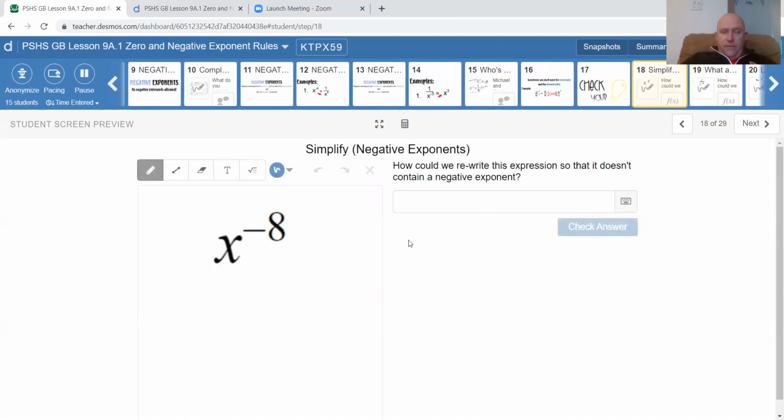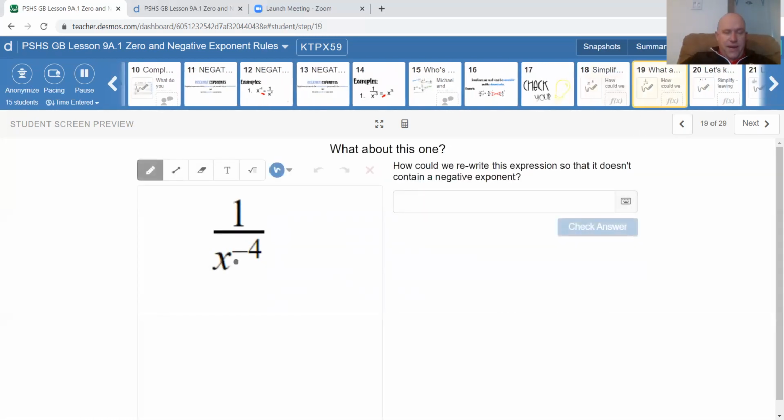All right, and we can start having a practice on what these questions actually are. So how would we rewrite this expression so it doesn't contain a negative exponent? So we change its position. We make it positive, but we move it to the bottom of the fraction. And remember, this is technically 1x to the negative 8. Therefore, we put 1 over x to the 8.